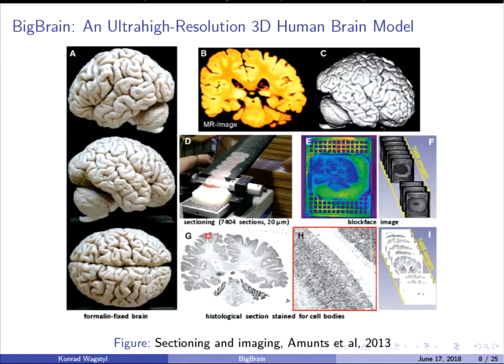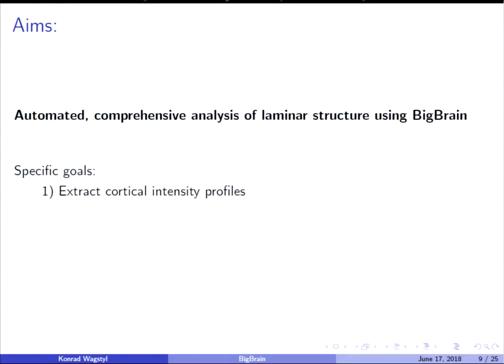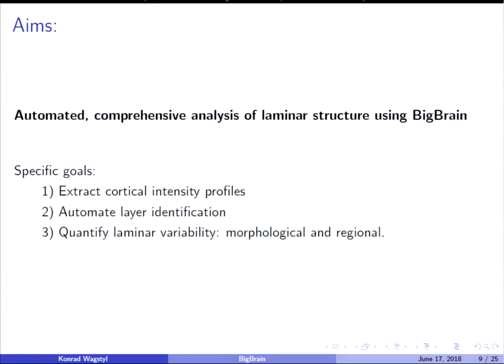And so the BigBrain was a post-mortem data set which was sectioned at 20 microns and then digitized and then reconstructed into 3D so that you end up with a 20 by 20 by 20 isotropic histological volume in which you can see laminar structure. So very briefly, what we did is we were extracting intensity profiles, creating tools to segment cortical layers on each of these profiles, and then automatically identify layers across the entire cortex, and then finally quantify the variation in laminar structure, both morphological and regional.